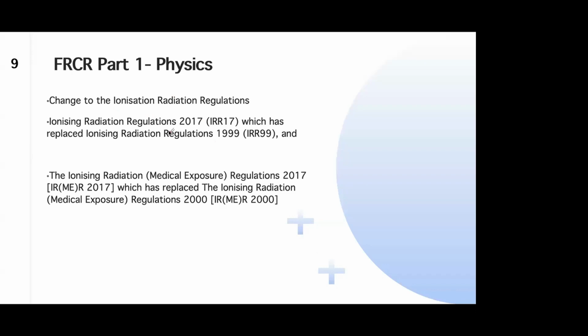And what is different in FRCR is, like in India, I assume most are from India, how we have AERB guidelines, in the same way the UK has IRR and IRMER, Ionizing Radiation Regulations and Ionizing Radiation Medical Exposure Regulations. Ionizing Radiation Regulations is for staff and general public, and IRMER is basically for patients, right? This is basically for patients.